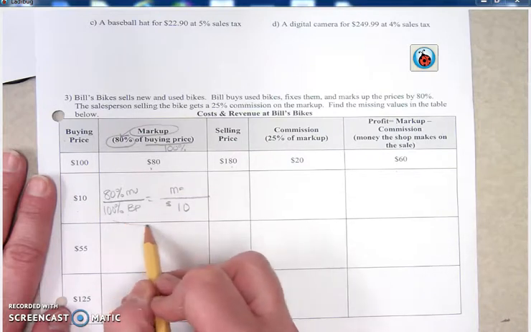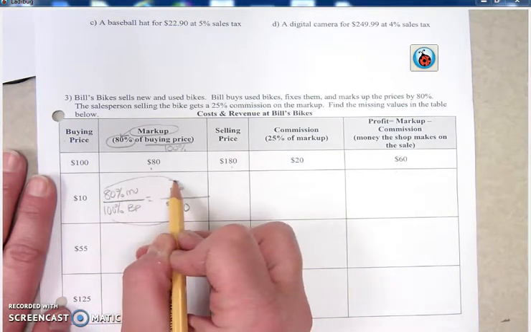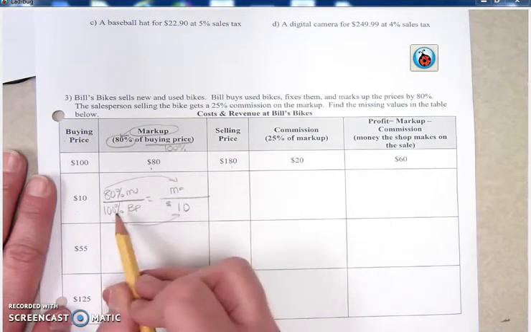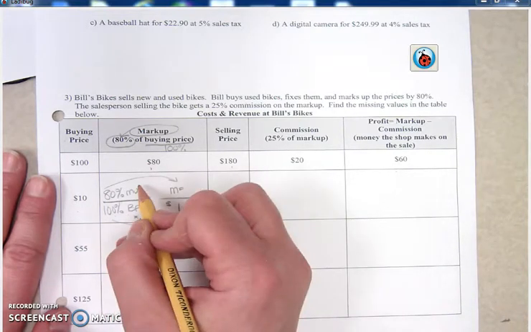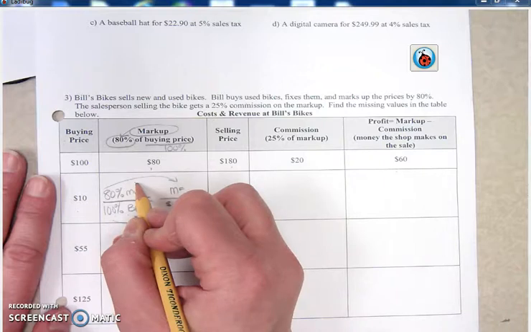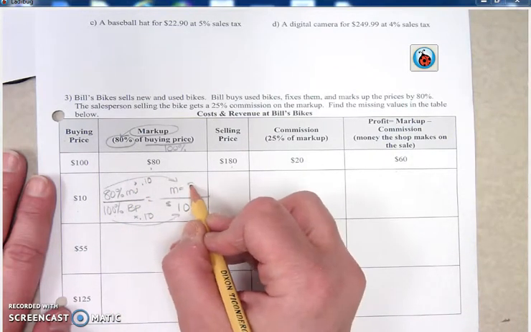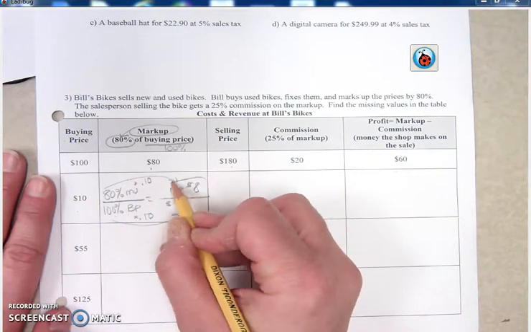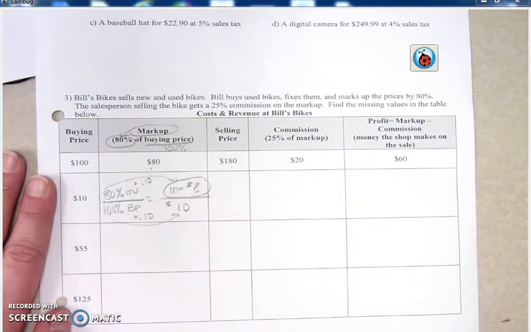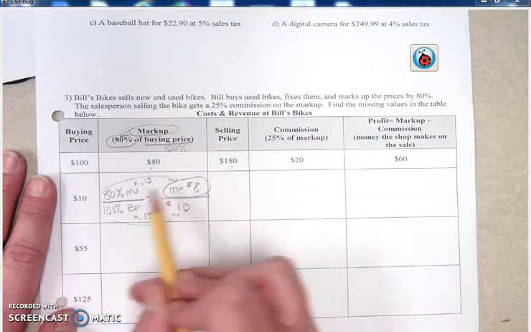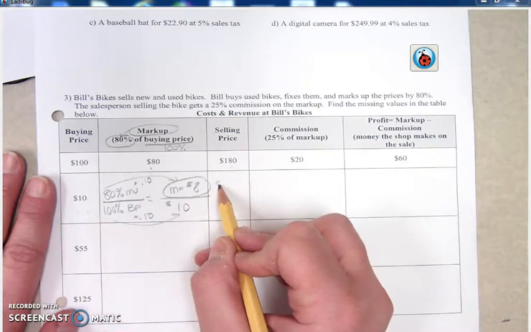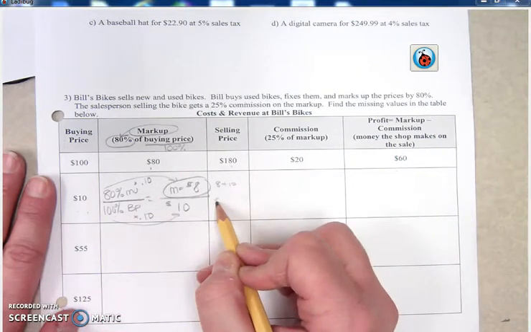So I draw my arrows towards what I don't know. So I do 10 divided by 100 is 0.10. So I'm going to multiply by 1/10 or 0.10. I multiply 80 by 0.10 and I get 8. $8. So I put my label back on. $8 is the markup. The selling price is the markup plus the buying price. So that would be 8 plus 10 is 18.